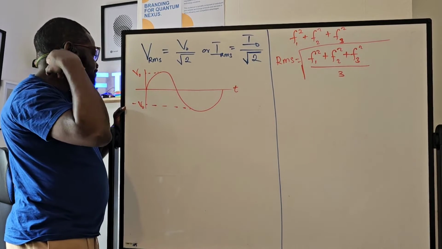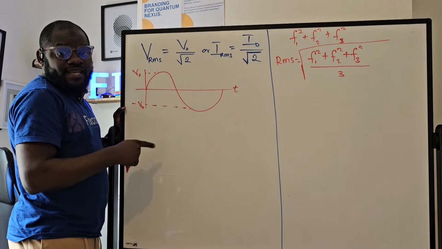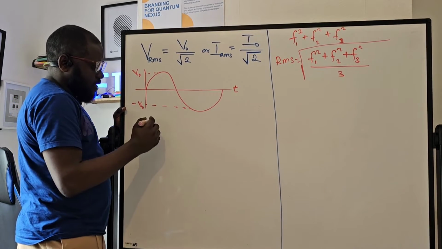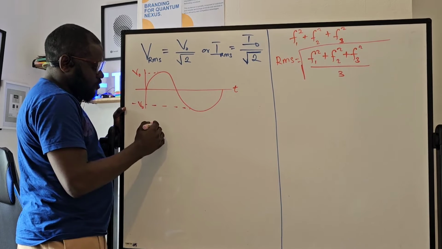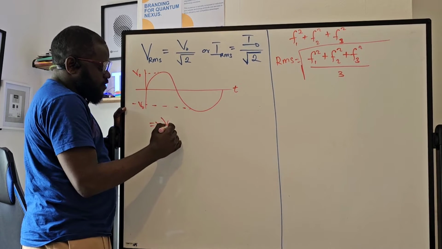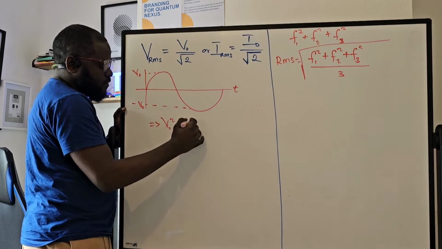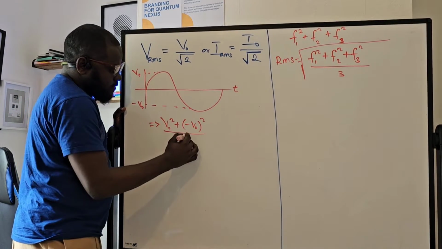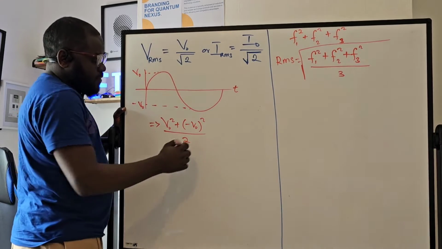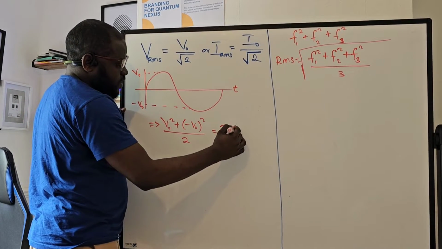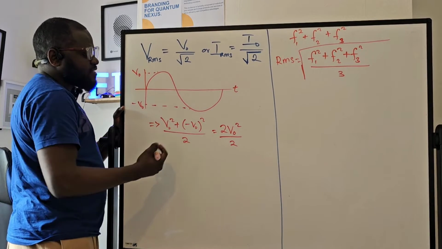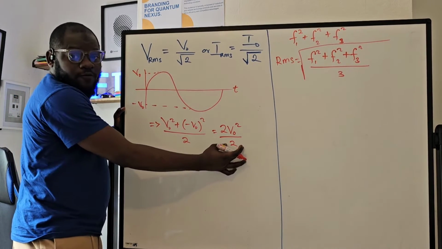Now, we can avoid having 0 by squaring each of these. So look at what I'm saying. We want to avoid 0 now. So we are going to have V naught squared plus, in brackets, negative V naught squared, divided by 2, just like what I'm saying there. So this is going to be 2 V naught squared all over 2, isn't it? So by the time you say this is going to be the mean of the squares, isn't it?